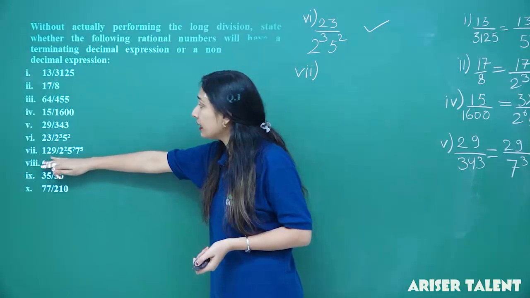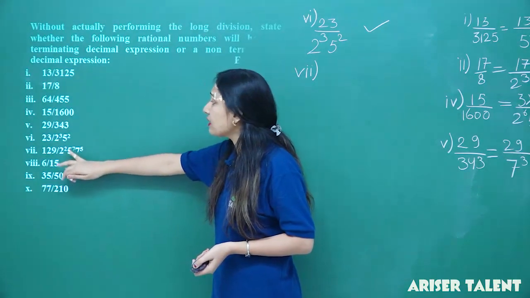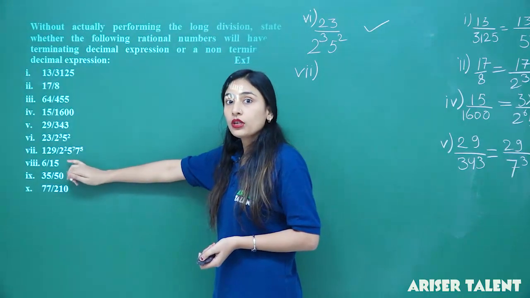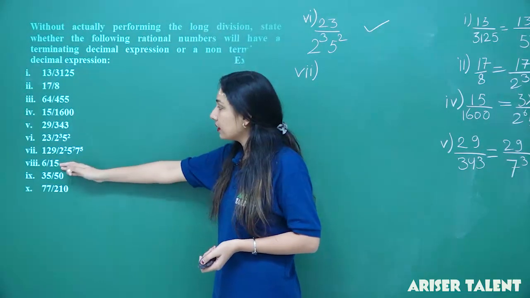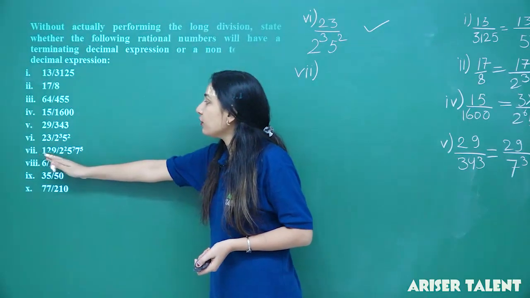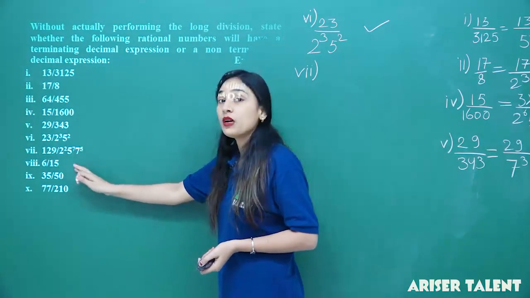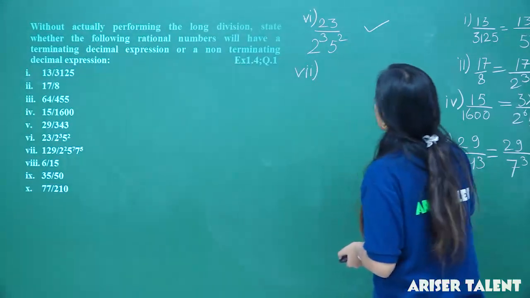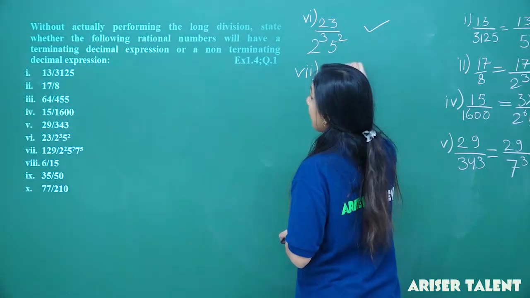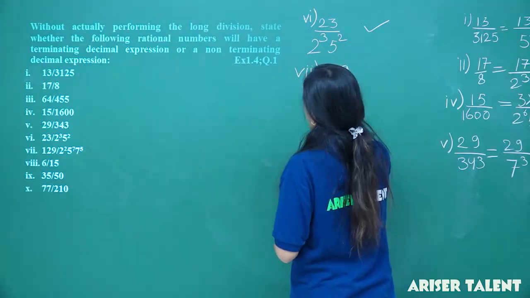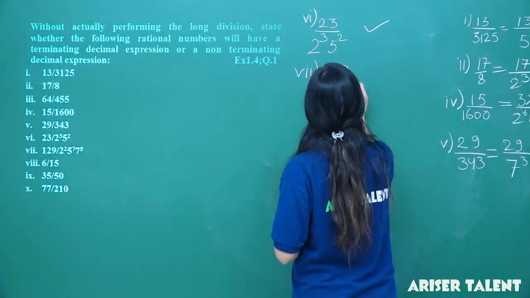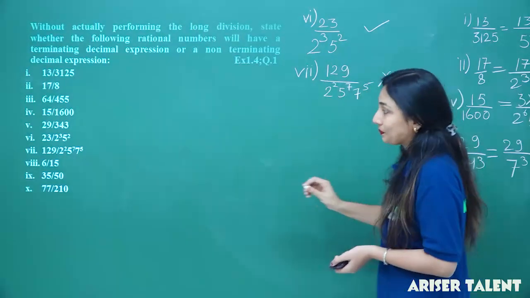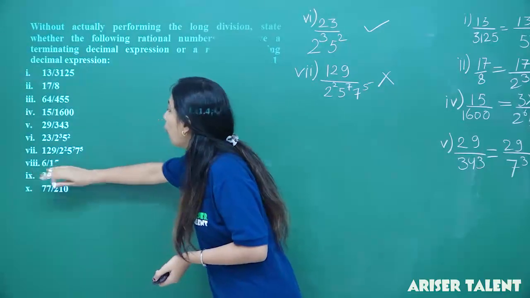Next, the 7th one, 129 upon 2 raised to power 2, 5 raised to power 7 and 7 raised to power 5. Now look at this, even if you factorize 129, you can't eliminate 7 raised to power 5. So it's clear that it is non-terminating. So 129 by 2 raised to power 2, 5 raised to power 7 and 7 raised to power 5 is not terminating.